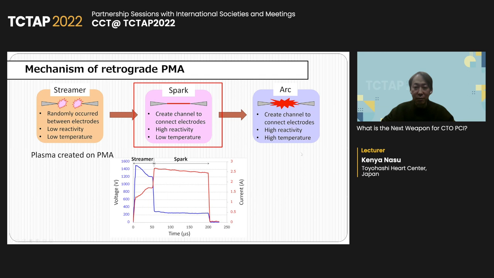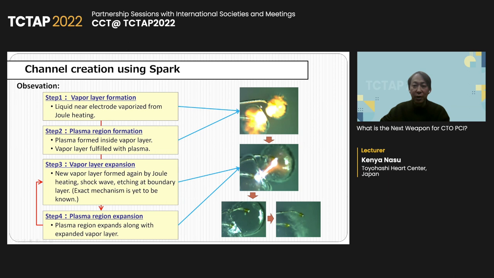When we put the energy to the electrode, you can see that some bubble is here. Inside this bubble, which we call the vapor layer, the plasma is included, and the electrolytic breakdown has occurred. You can see the spark like thunder.